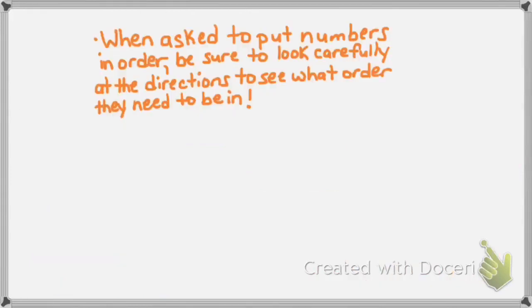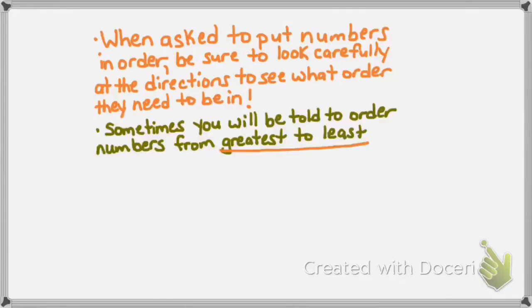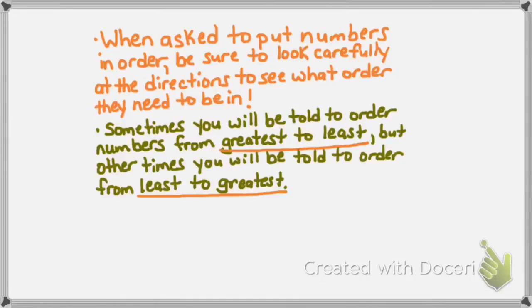Let's review. When asked to put numbers in order, be sure to look carefully at the directions to see what order they need to be in. Sometimes you'll be told to order numbers from greatest to least, but other times you'll be told to order from least to greatest. And sometimes you'll need to figure out which order you need. For the case of who won the race, you needed to figure out whether the winner of a race is the least amount of time or the greatest amount of time. And we knew that that was the least amount of time, so you always need to think it out logically.